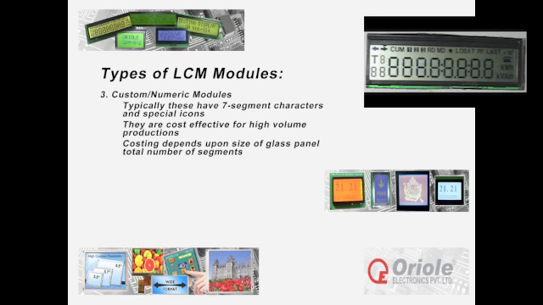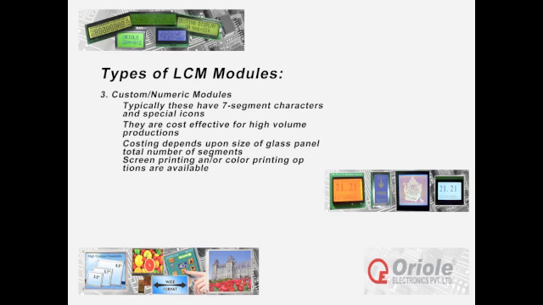Now, costing depends on a few factors. For now, we'll talk only of the glass panel. It depends on the size and it also depends on the number of segments. In fact, even the MOQ, which is the minimum order quantity, does depend on the size of display. So if it's a very small display, like a small thermometer display, your MOQ will be 5K or 10K. But if it's a larger display, like what you use for petrol pumps, then it can be as low as 1K.